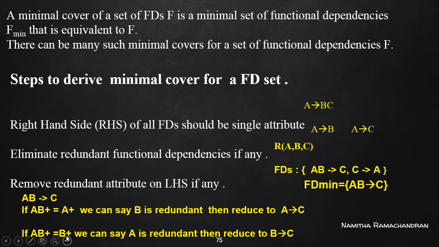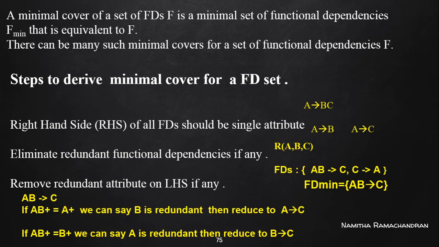B alone can perform all the activities that this AB can. So from this it is clear that A is redundant here. So in such a situation we can rewrite this AB implies C as B implies C. So these are the three steps in order to derive a minimal cover for a given functional dependency set.